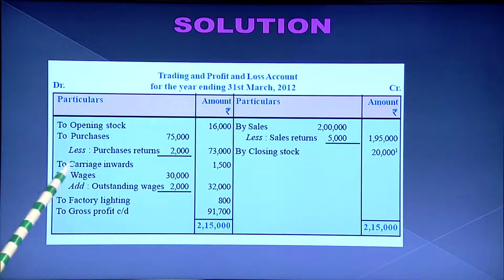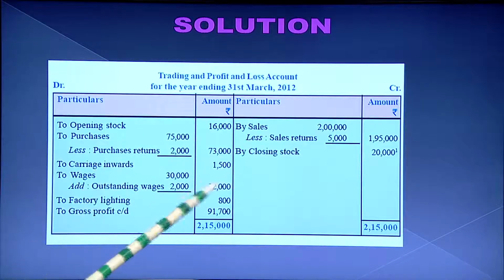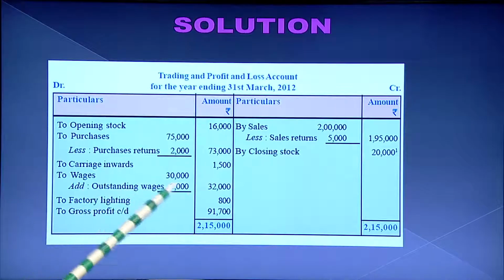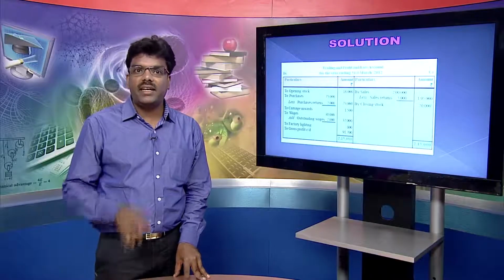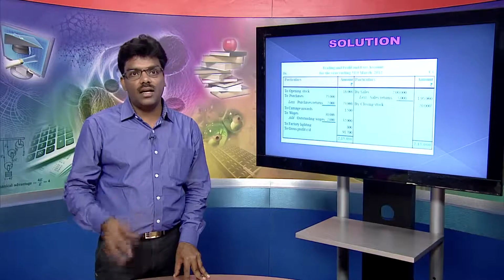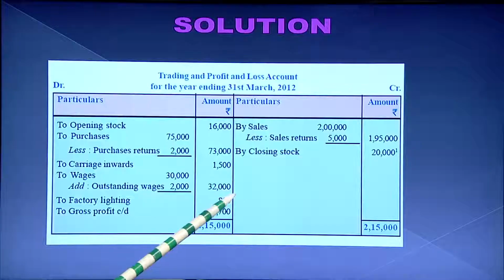Next is wages. Wages is rupees 30,000, and I will tell you when I discuss adjustment, that total outstanding wages is 2,000. So, add wages rupees 2,000. So, the total wages is 32,000. Outstanding means we have to pay. We have to pay means 30,000 we have already paid and rupees 2,000, that is balance. So, our total amount is 32,000, that is written here, 32,000.